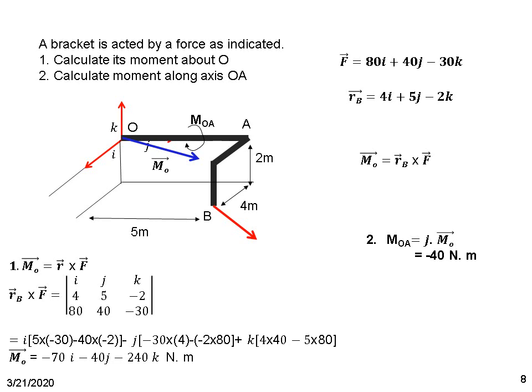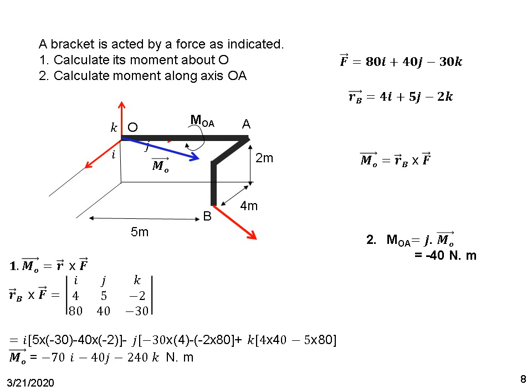If you know the position vector of B, which is RB, and the force vector, the moment of force about O is R cross F. As I mentioned, R cross F is expanding the determinant of a matrix formed by the unit vectors I, J, and K in the first row, then the coefficients of the R vector, which are 4, 5, and minus 2. The last row is the force vector, 80, 40, and minus 30. If you expand the way we discussed earlier, you get the moment of the force about O as minus 70I minus 40J minus 240K Newton meter.